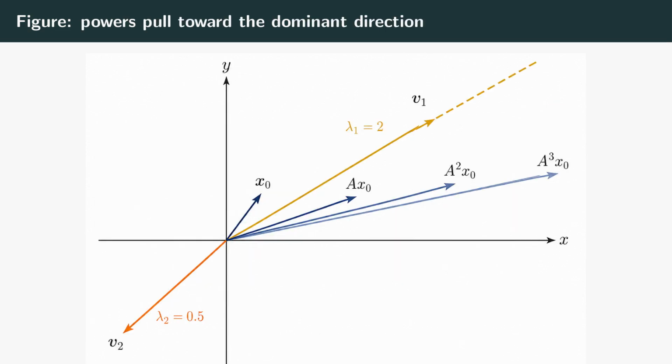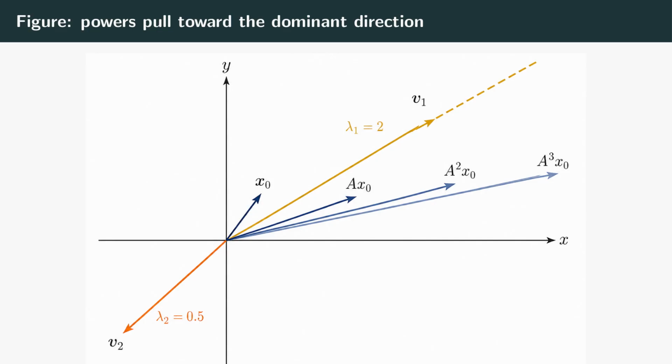Here is what powers actually do to a vector, drawn out. We have 2 eigenvector directions. Along the first, the eigenvalue is 2, so that component doubles every time we apply the matrix. Along the second, the eigenvalue is 1/2, so that component halves every time. Start with a navy vector that is a blend of the 2 directions, then watch its images under A, then A squared, then A cubed. With each step, the first component grows and the second component shrinks toward nothing.